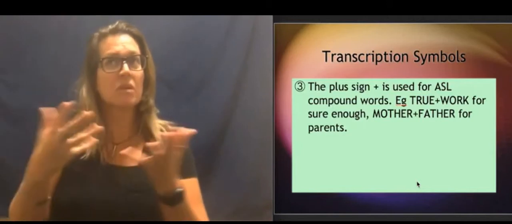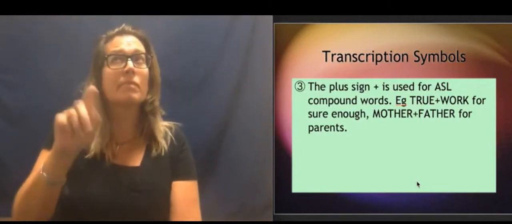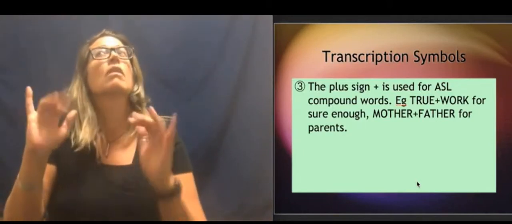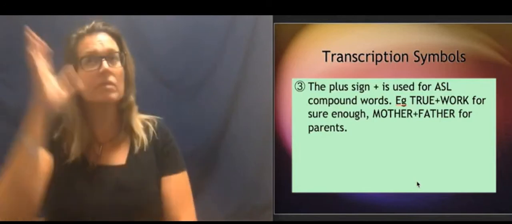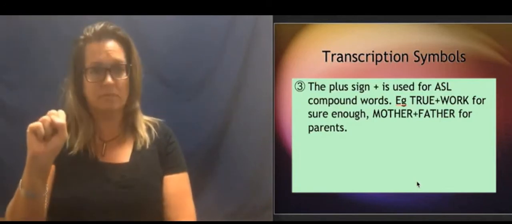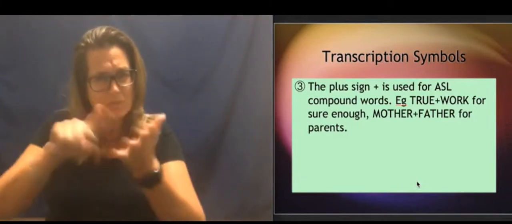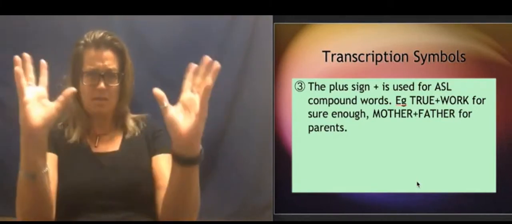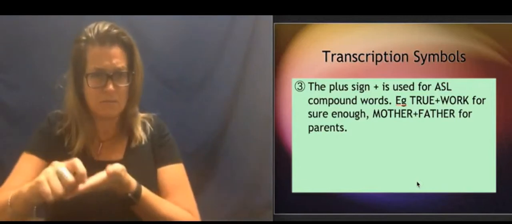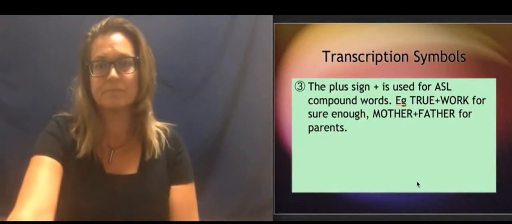If you see somebody sign mom and dad, which means parents, you'd know when you're glossing it, it'd be mother plus father. And that's equivalent to the sign parents. And that's what I want you guys to think about while you're analyzing signs. What does that specific sign encompass? And then you take that and gloss it out.